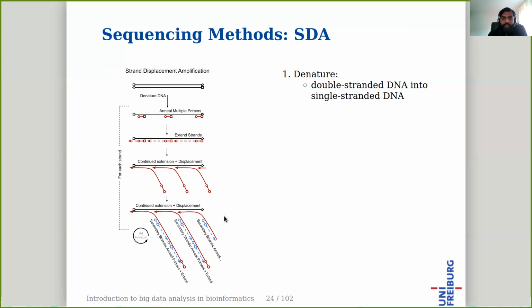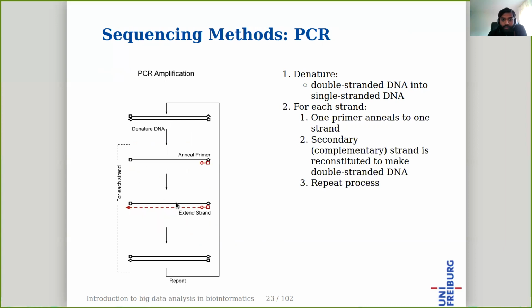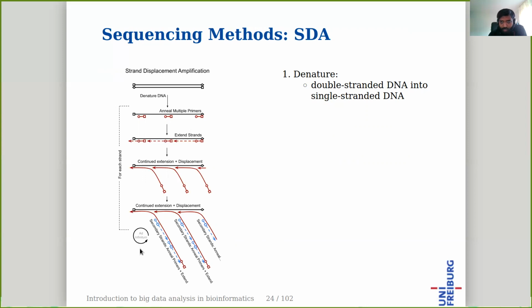The difference between SDA and PCR is two differences. One is this displacement here, and one more advantage of SDA over PCR is that when we produce a complementary strand here in PCR, we need to denature this to separate them and then do a second cycle. So we need to always heat it up, denature, and then amplify each strand separately. But in SDA, we don't need to denature the samples. You can just continue it. The strands are displaced by this extension.